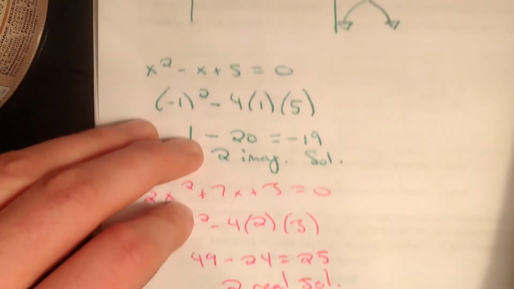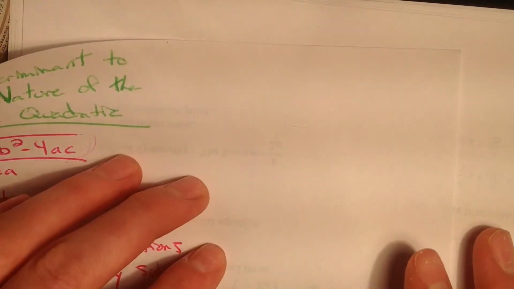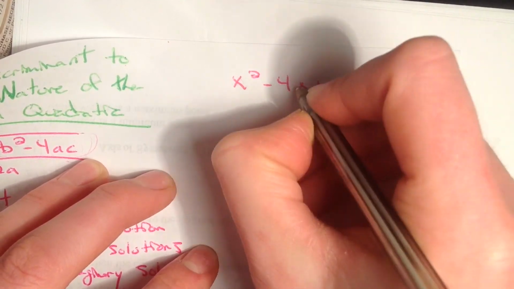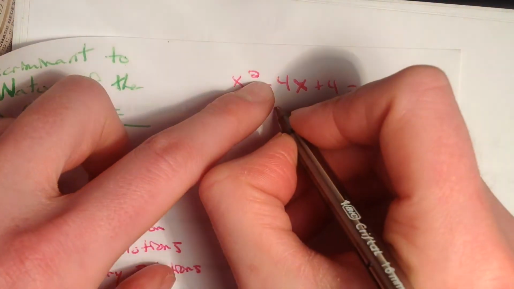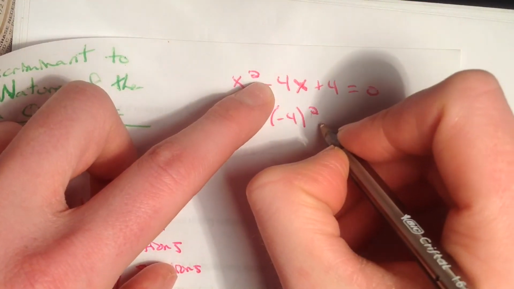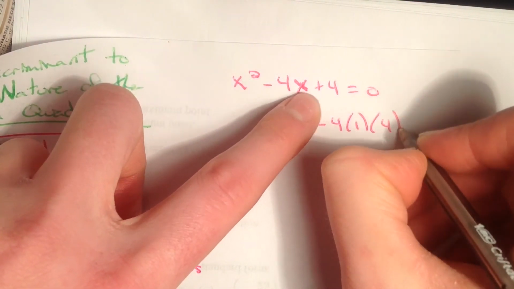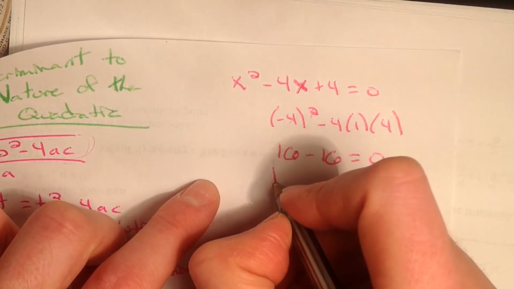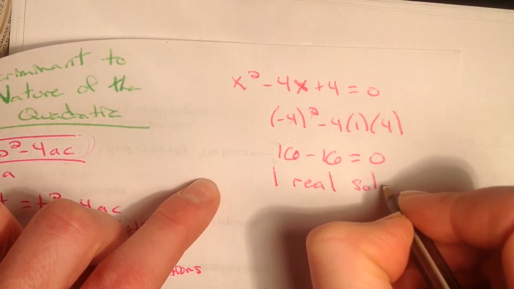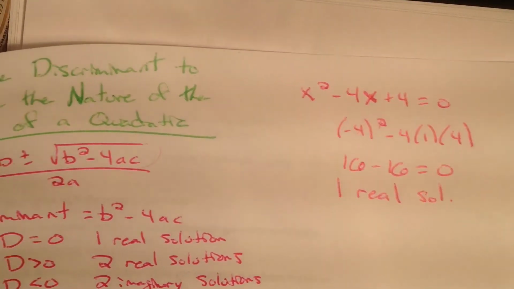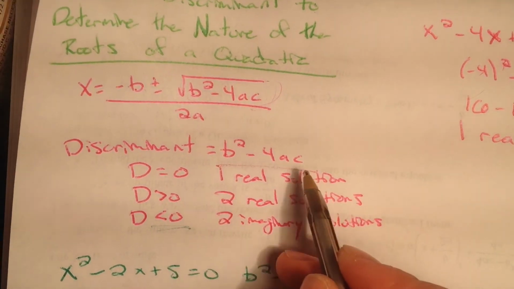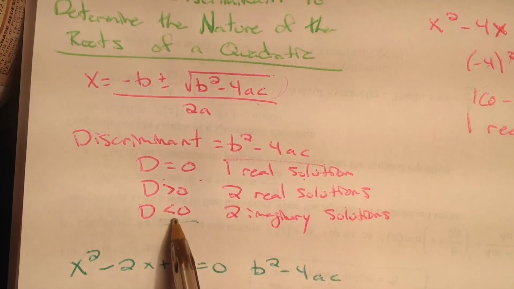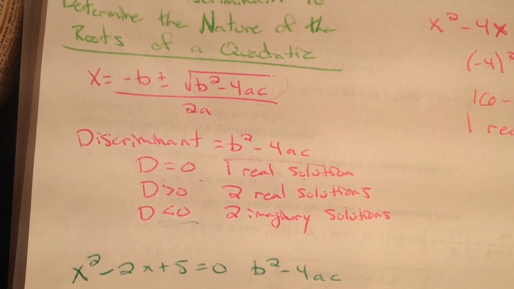Try one more. So say, for example, we have x squared minus 4x plus 4 equals 0. So negative 4 squared, b squared minus 4ac, gives us 16 minus 16, which is 0. So this one would have one real solution. So we put things into our discriminant. Equal to 0, one real solution. Positive number or greater than 0, two real solutions. Less than 0 or a negative number, two imaginary solutions.